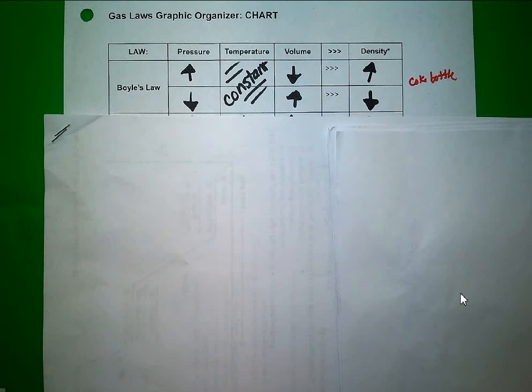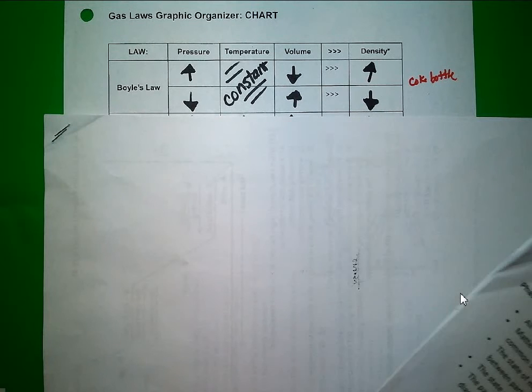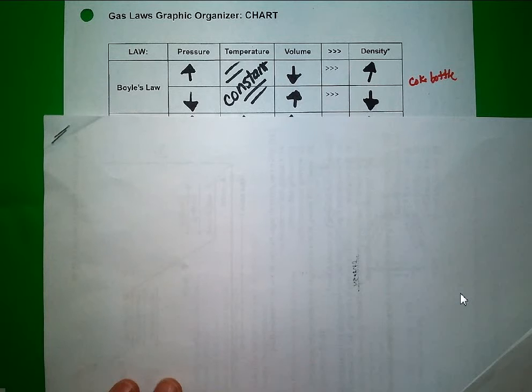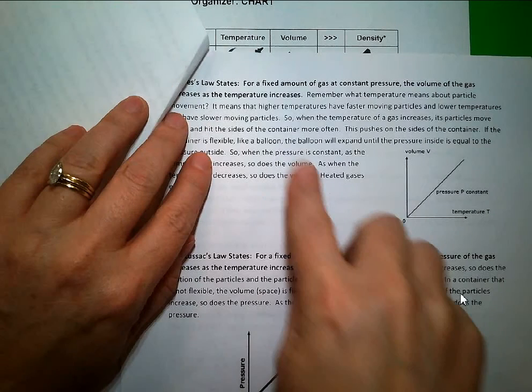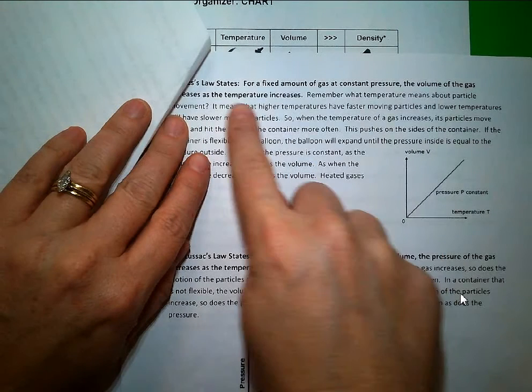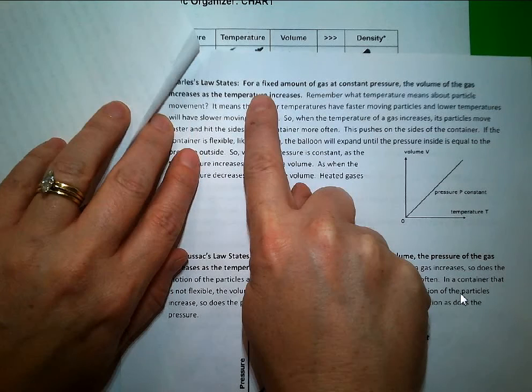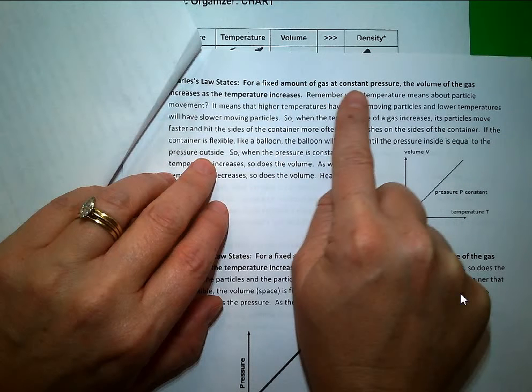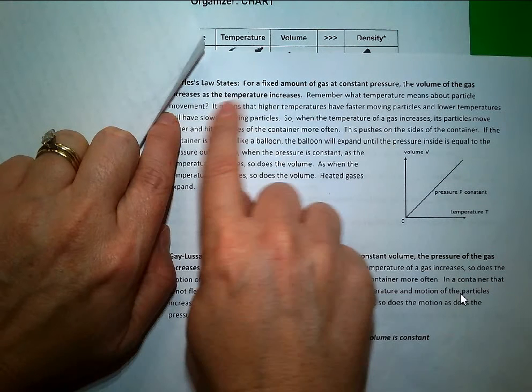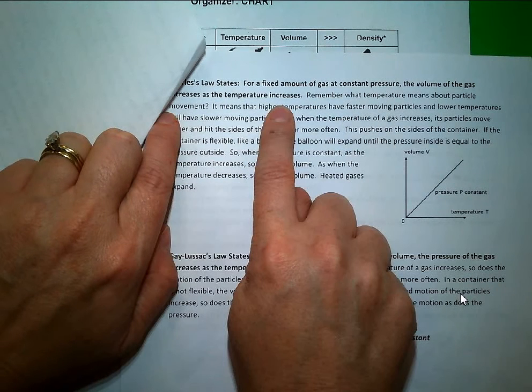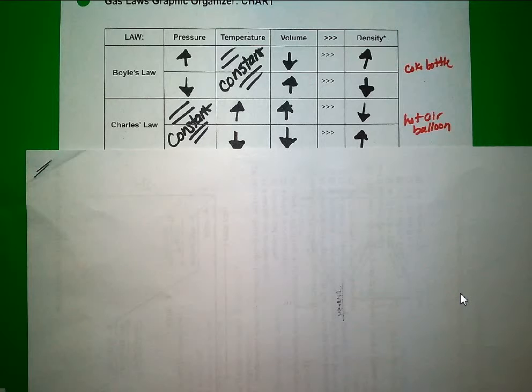So then if we read the next one, it is about Charles's law. Charles's law is on page 5 here, and you can read this part up here. But Charles's law says for a fixed amount of gas, still we're talking about fixed, at a constant pressure, so the pressure is staying the same, the volume of the gas increases as the temperature increases. So what this means is this relationship right here.